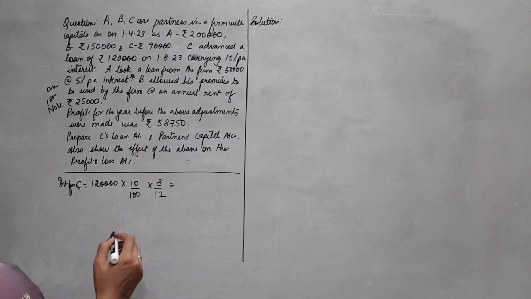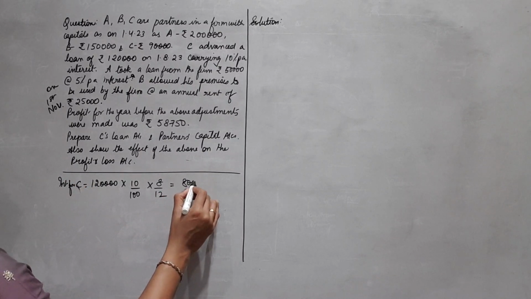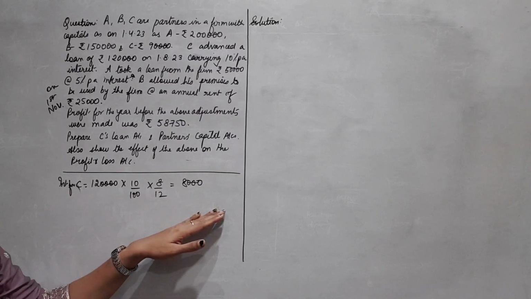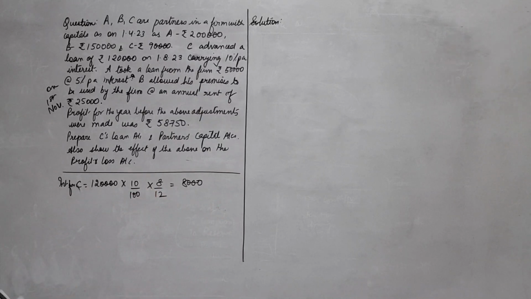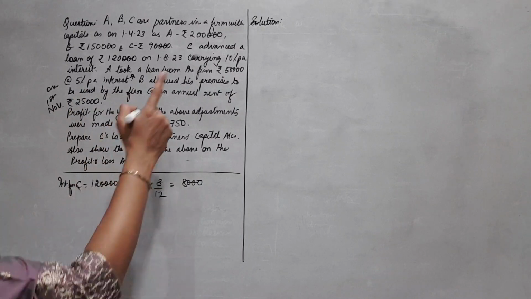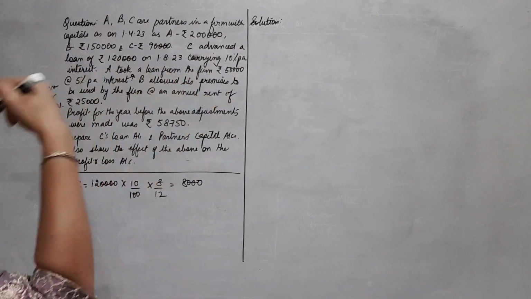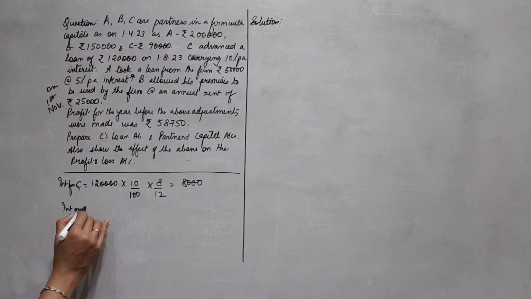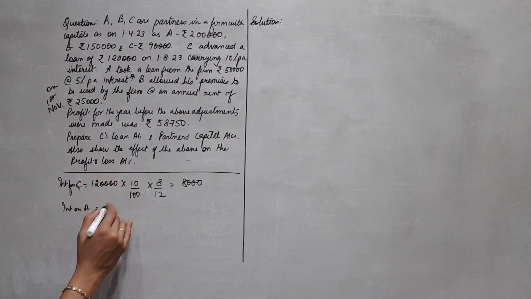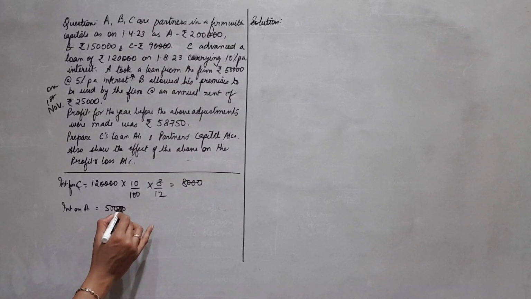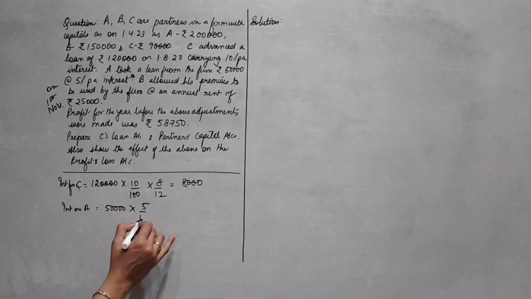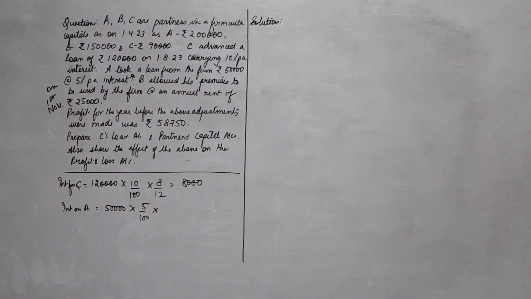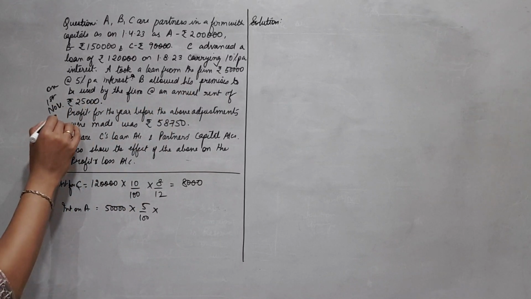Okay. So this comes to 8,000. So we need to give interest of 8,000 to C. Done. Similarly, A has taken a loan from the firm. So interest on A's loan will be on 50,000. The rate is 5% and the date on which he has taken the loan is 1st of November, 23.